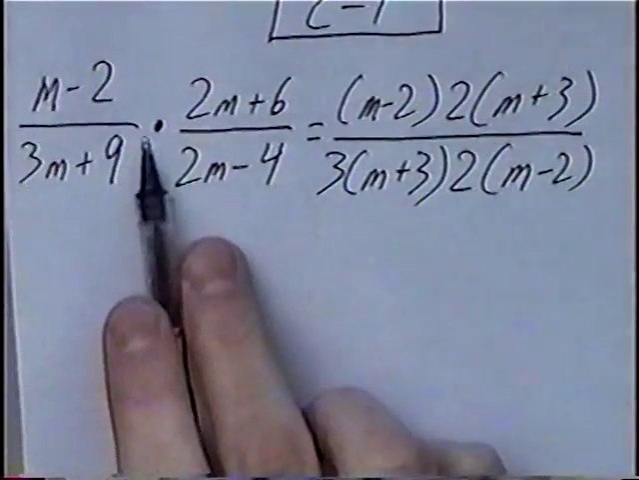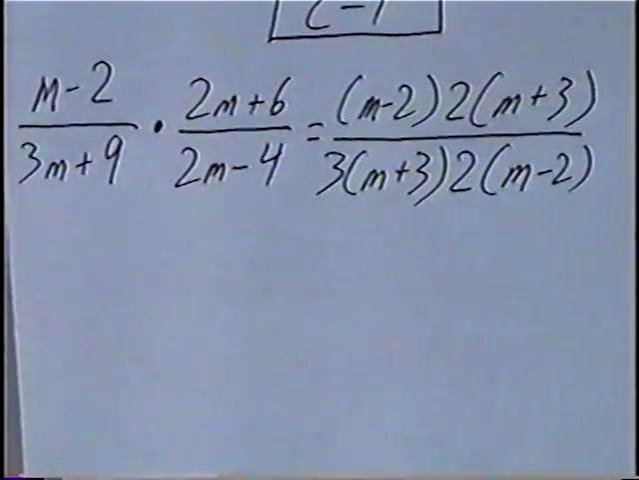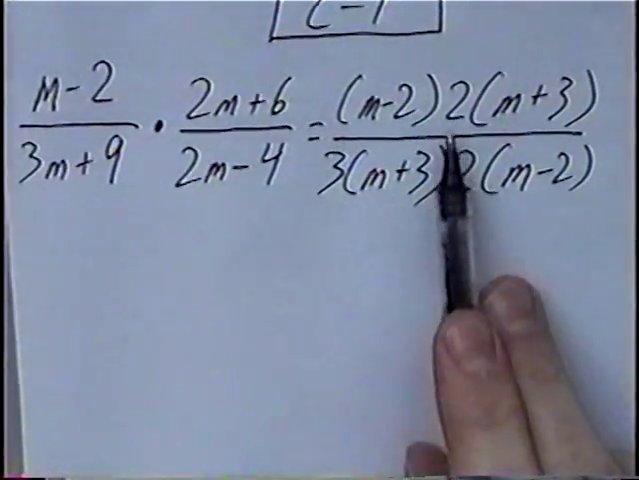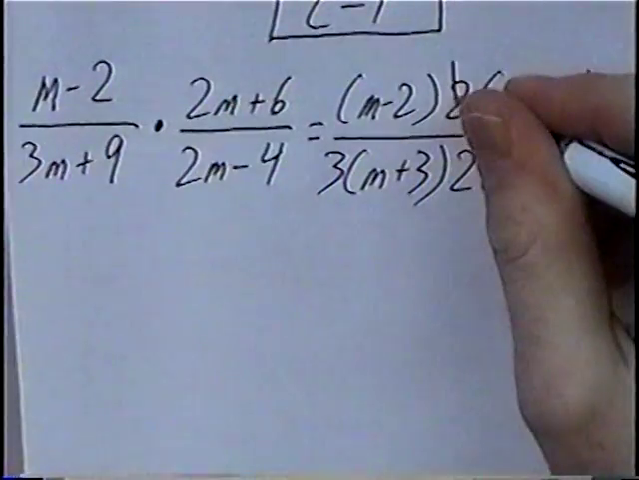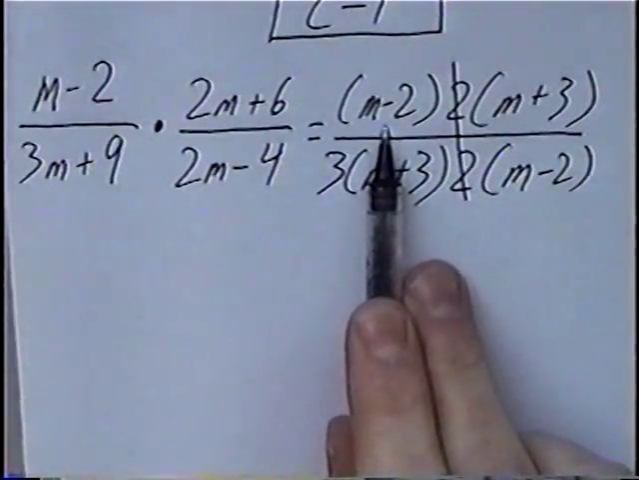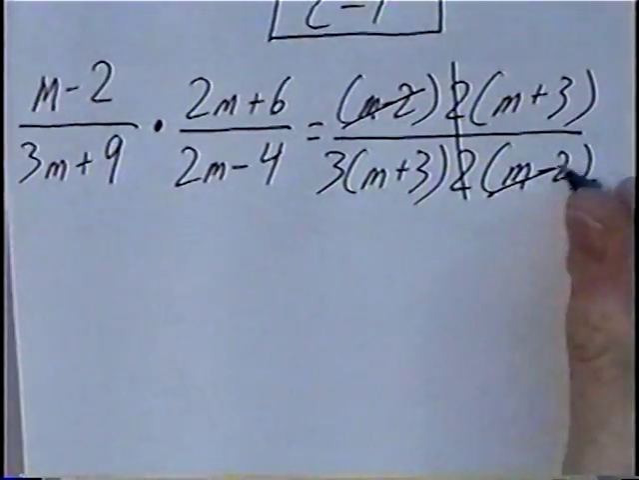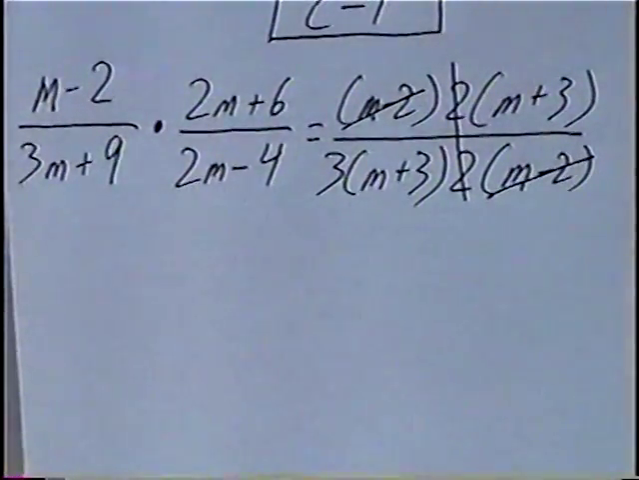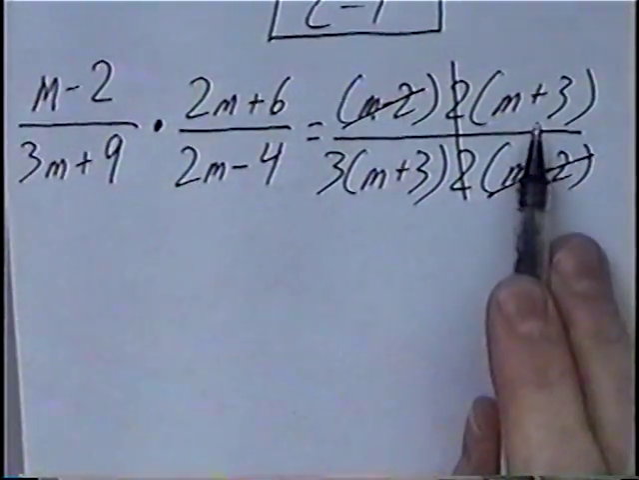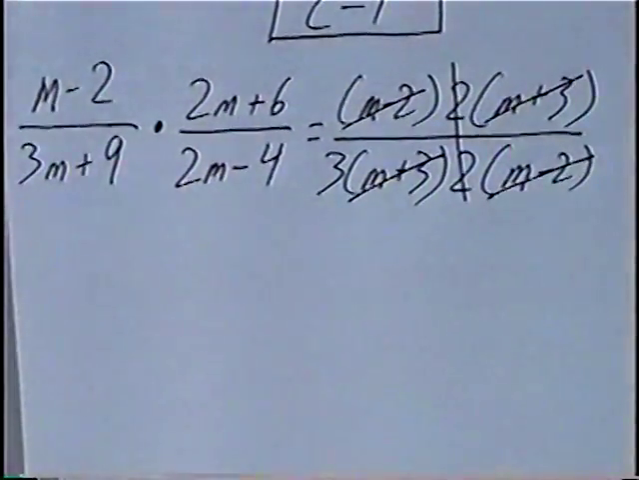Once we have everything factored and everything written as a multiplication question, we can start to cancel out or divide out common numbers or factors. For example, if we have 2 and 2, 2 and 2 will divide out or cancel. Any factors in parentheses that we have in common, such as m minus 2 and m minus 2, exactly the same, they'll divide out or cancel. And we also have m plus 3 and m plus 3, both the same, which divide out and cancel.